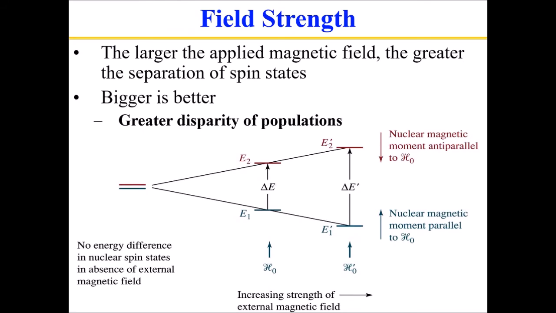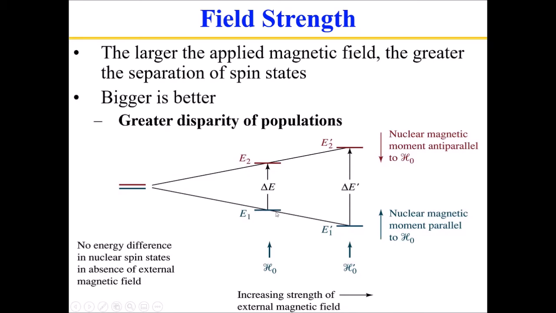In order to generate an experiment, you need to have a population of protons. An alkane has lots of protons, so that's pretty easy to do. And you need to apply this externally applied magnetic field, and that creates an energy division.